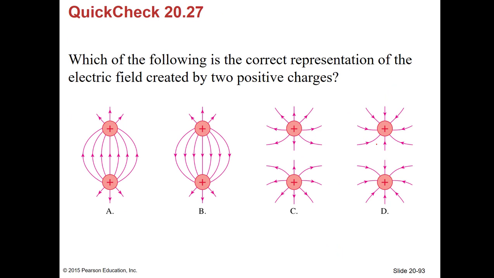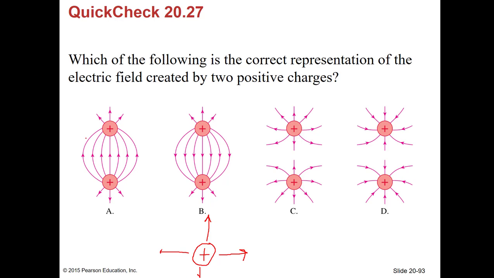Okay, here's a quick check, 2027. Which of the following is the correct representation of the electric field caused by two positive charges? Okay, so remember, for positive charges, the electric field goes away all over the place, right? And I'm just giving you a couple of the lines here. You saw a better picture drawn before. Down here it would be this way. I don't want to mislead you. It's the same size as here. Okay, so always away from a positive charge.